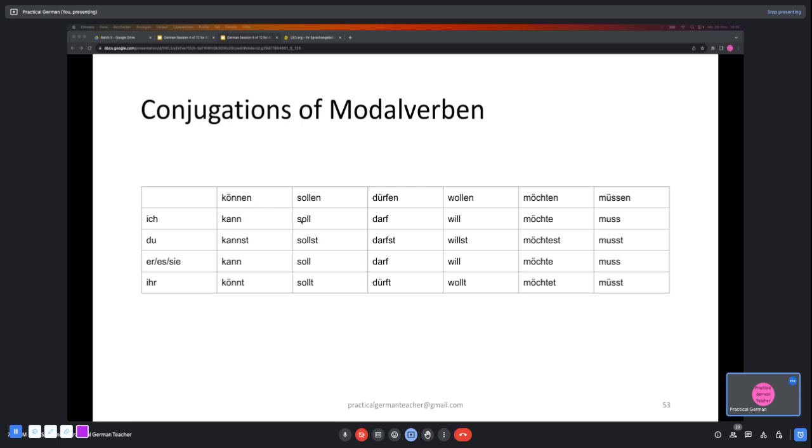So ich kann, I think just the ich one is tricky. The other ones are easier, the easiest one is ihr. And if you know ich, then you add st. Kann, kannst, sollst, darfst, willst, möchtest, musst. Again, here you have an exception. So it's easy to remember, I hope so.